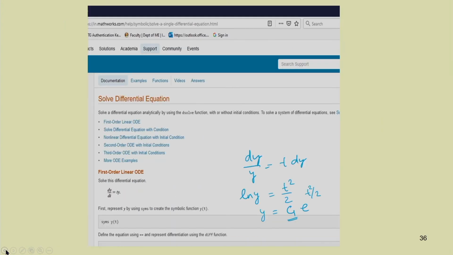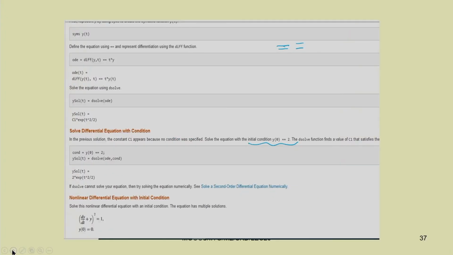If you substitute at t equal to 0 into y equal to C1 e to the power T square by 2, then y(0) equal to C1, because e to the power 0 equal to 1. So y(0) equal to C1 equal to 2, as you have given. That is why C1 becomes 2 now, and you got the solution y equal to 2 e to the power T square by 2.